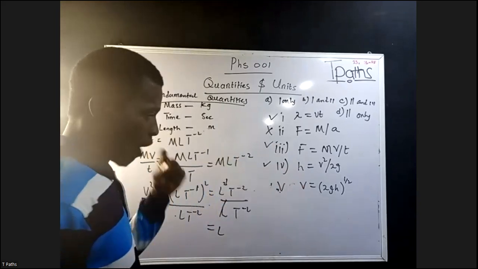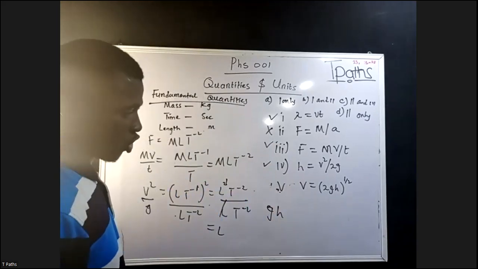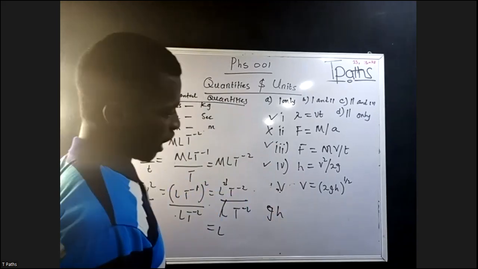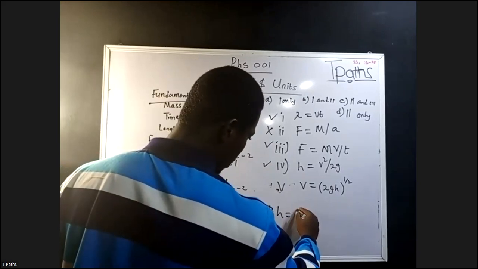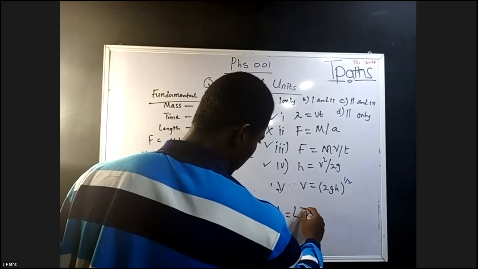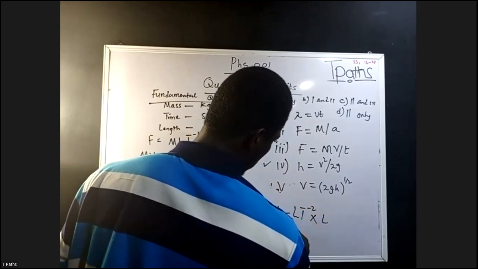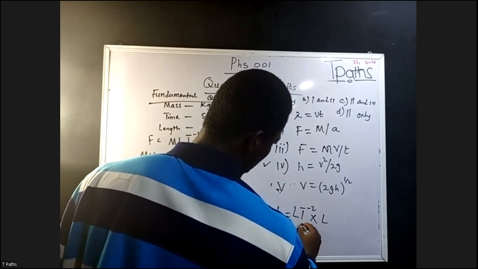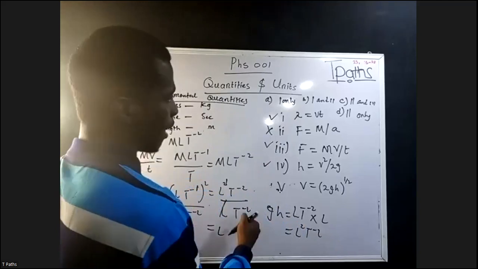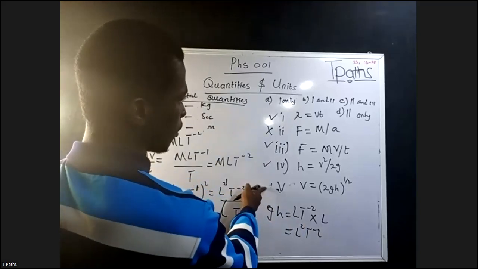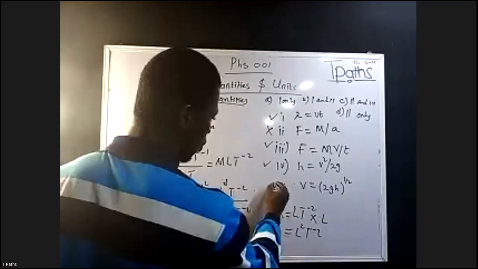The last one here, I have V is equal to GH. So let's see whether it's correct. G is LT raised to the power minus 2, times H, which is L. So I have L square T raised to the power minus 2. So far, this is also wrong.